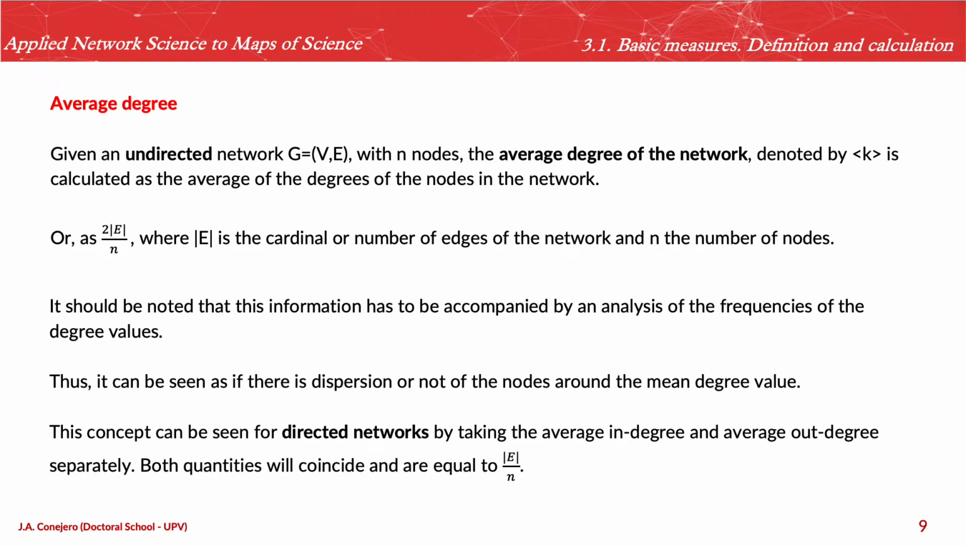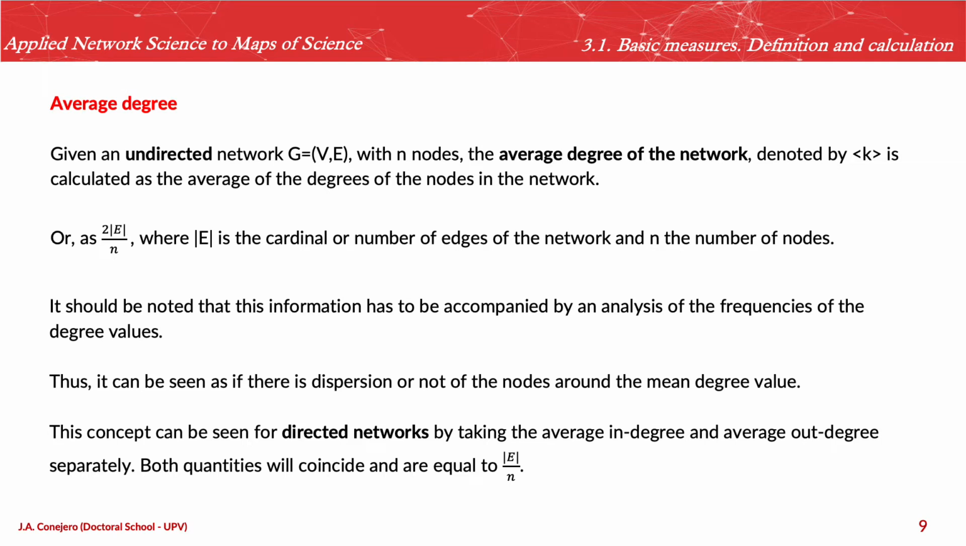Introducing the measures, we are going to start with the first one, the average degree. Given an undirected network with n nodes, the average degree, denoted by k between angle brackets, is the average of the degrees of the nodes in the network. It can also be computed as the sum over the nodes of the network of the degrees, which is 2 times the number of edges divided by n. So it is the total sum of degrees divided by the number of nodes.